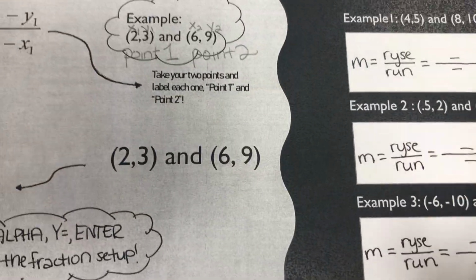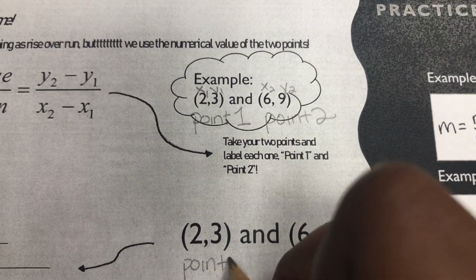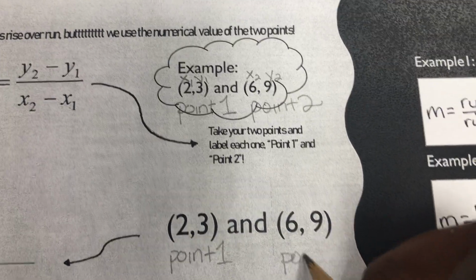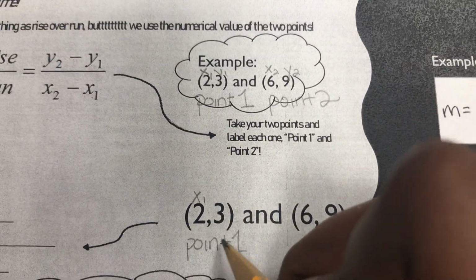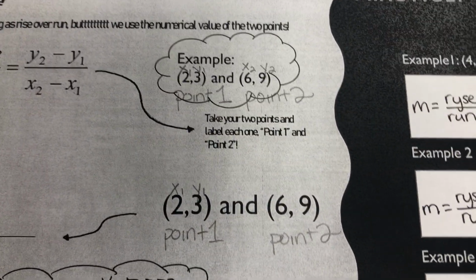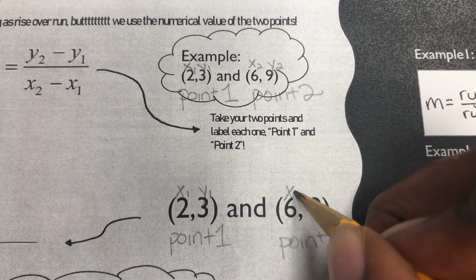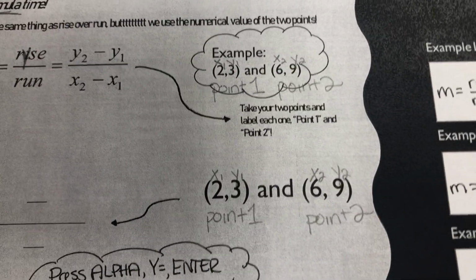All right, so we're gonna make sure we do the same thing right here, just to kind of get used to it a little bit. So point 1, point 2. This one's x1 because it belongs to the first point. This one's y1 because it belongs to the first point. This one's x2 because it belongs to the second point. This one's y2 because it belongs to the second point.